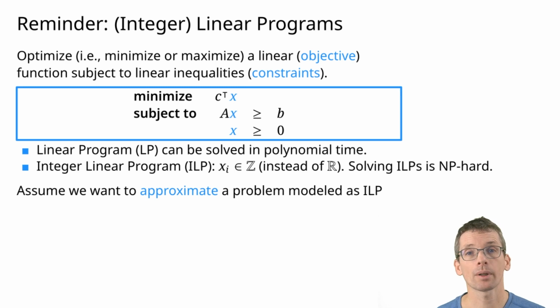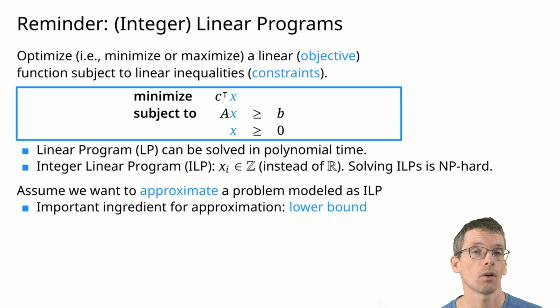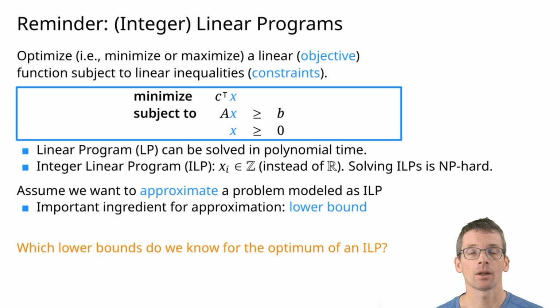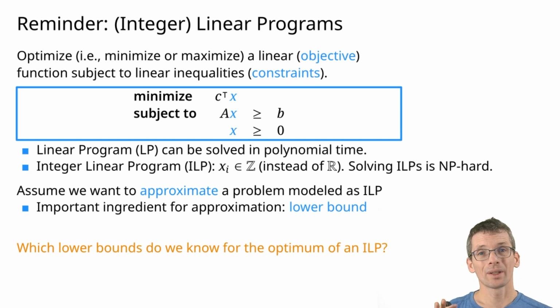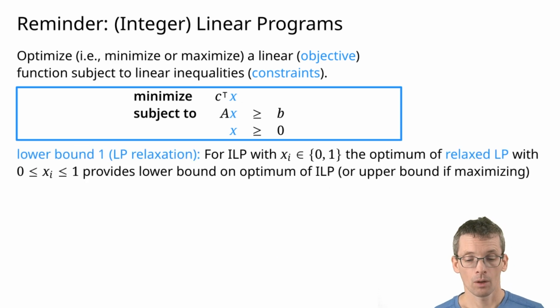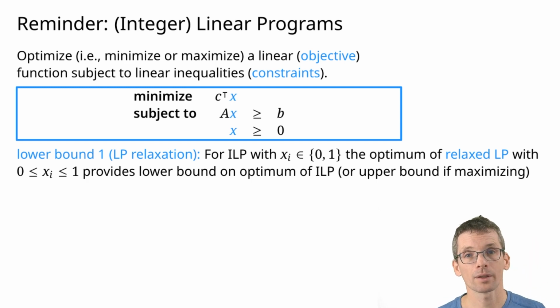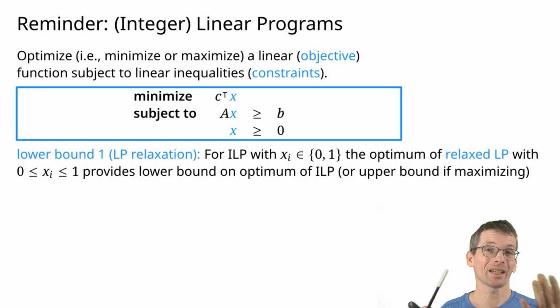And linear programming gives us several natural lower bounds for our problem, and lower bounds are crucial for the design of approximation algorithms. So which lower bounds do we get in linear programming, assuming we have a minimization problem for an integer linear program? So first of all, we can look at the LP relaxation of our integer linear program. What does that mean? It means that instead of enforcing that the variables are integer, we again get rid of that constraint and we get a linear program.